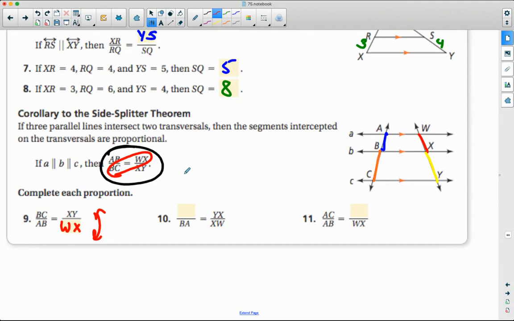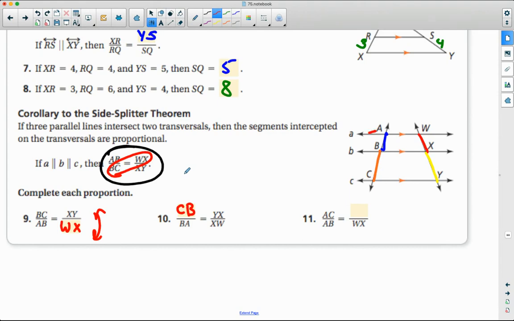All right, next, not only does it look reciprocal, but the names look like they've been flipped. So the letters have changed spots. You have to make sure they line up. So it's going to be CV. And then if you look here, number 11, it says AC over AB.